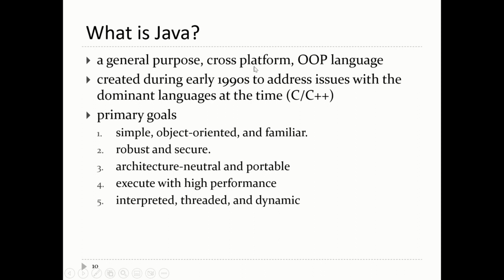Cross-platform means it runs on many different types of computers. It can run on your cell phone, on your desktop computer, on a supercomputer, or on a server somewhere in the middle of nowhere. And it's object-oriented. Java is a newer language than C.